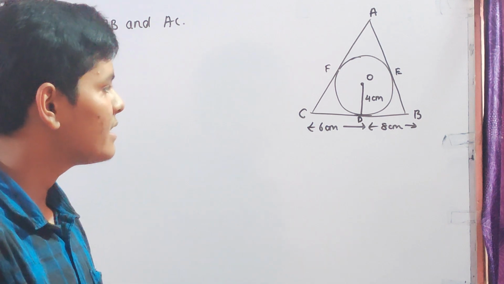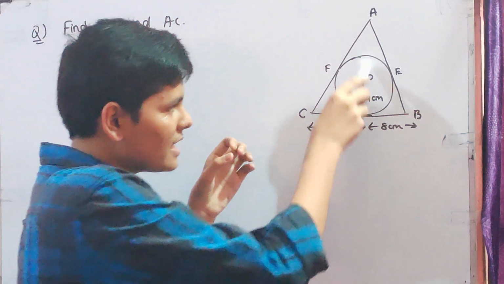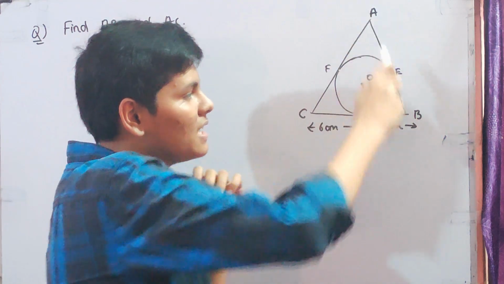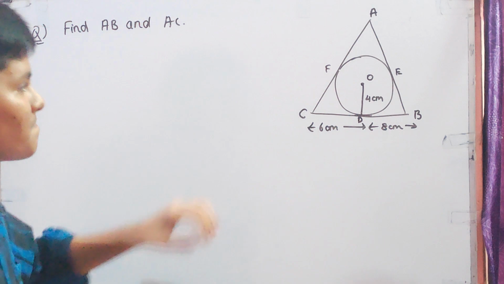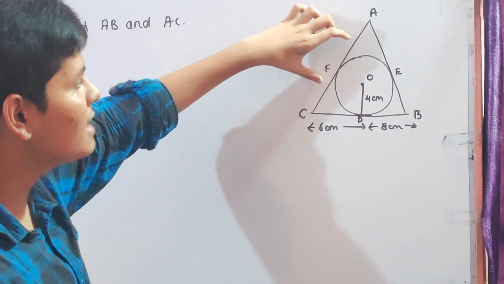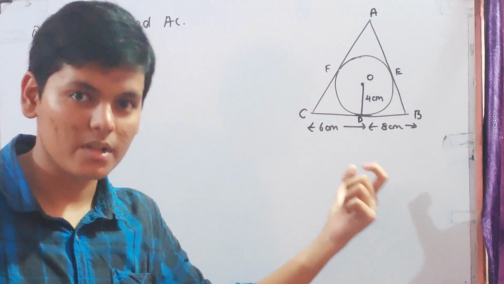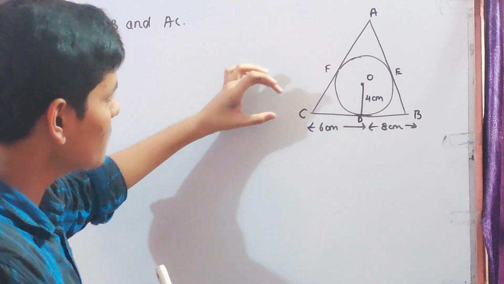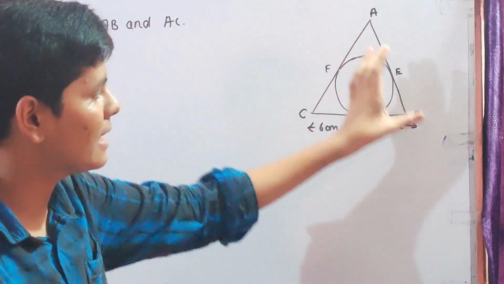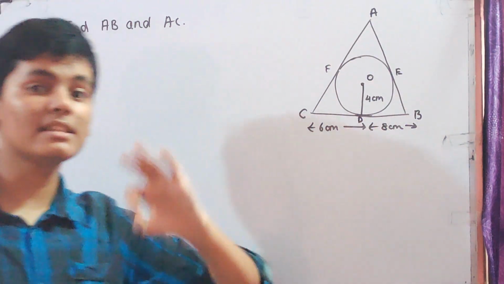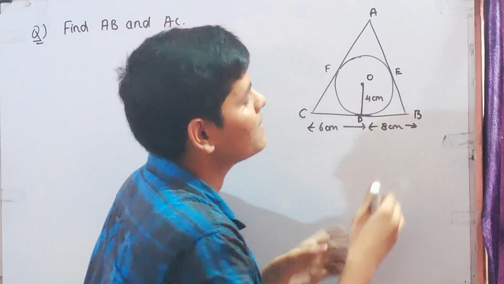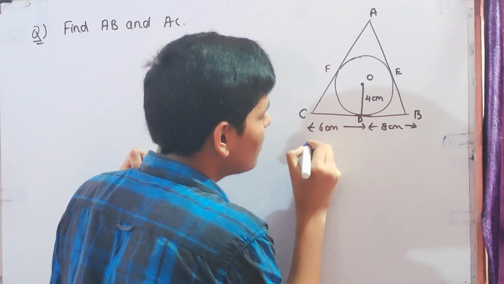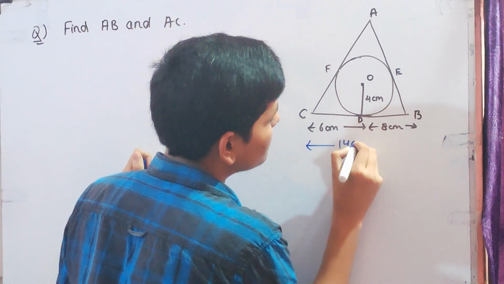So here the thing is, there is a circle and there is a triangle which is circumscribing the circle. Now I hope you understood the meaning of circumscribe. Here there are three tangents drawn to the circle: tangent AC, tangent AB and tangent BC. Now they have given the lengths, this is 6 cm, this is 8 cm. Hence we can say that the whole length BC is 14 cm.